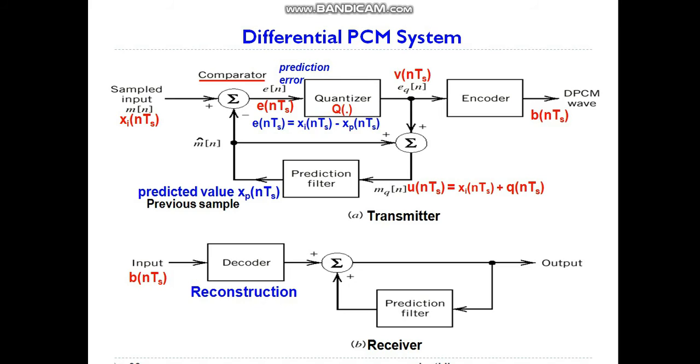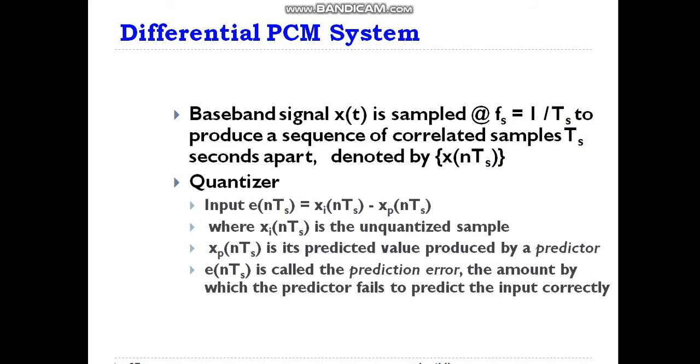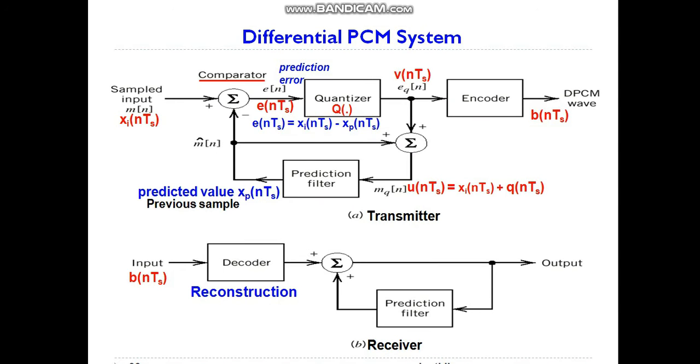Here this is a differential pulse code modulation system, that has a transmit side and a receiver side. First we will see the transmitter part. Here is the difference between the input signal and the reconstructed signal. Here the input signal is x_i of nTs, and the reconstructed signal is x bar of nTs. We will use x bar of nTs. In the upcoming slide we will see the reconstructed signal and what the input signal is. Generally x of nTs, that is x_i of nTs, is the input signal. And m bar of n is the reconstructed signal, which we have to see.